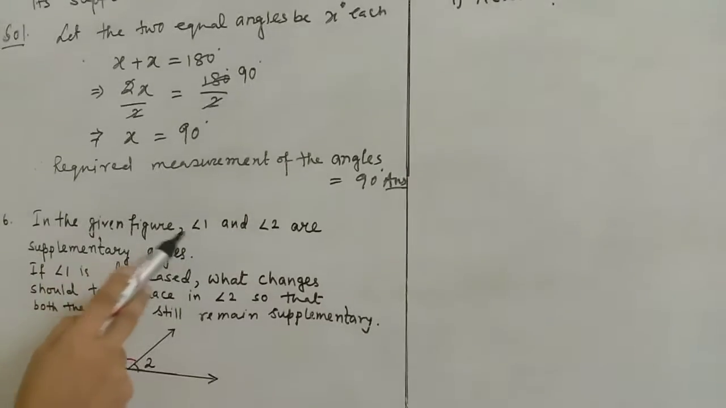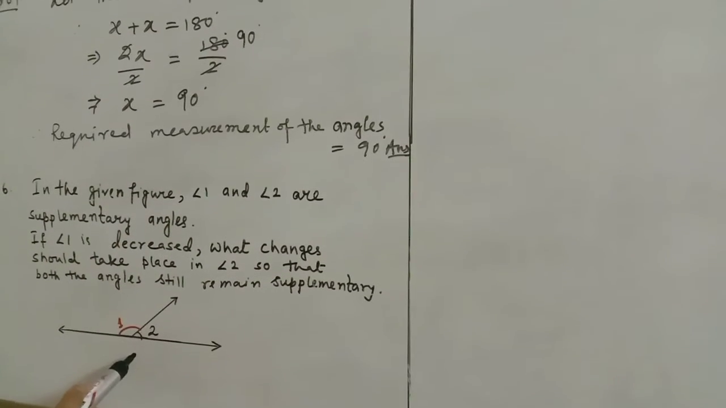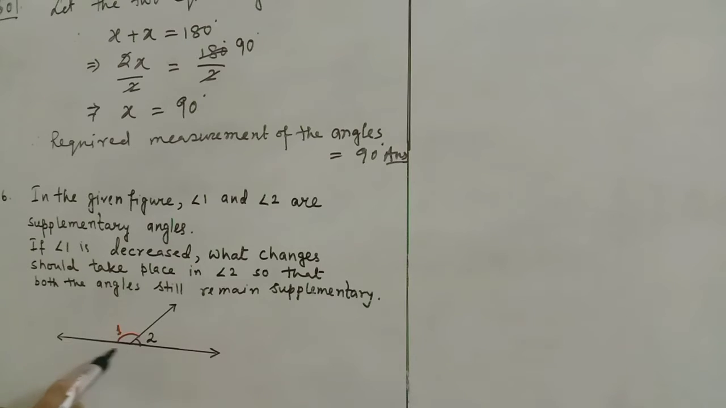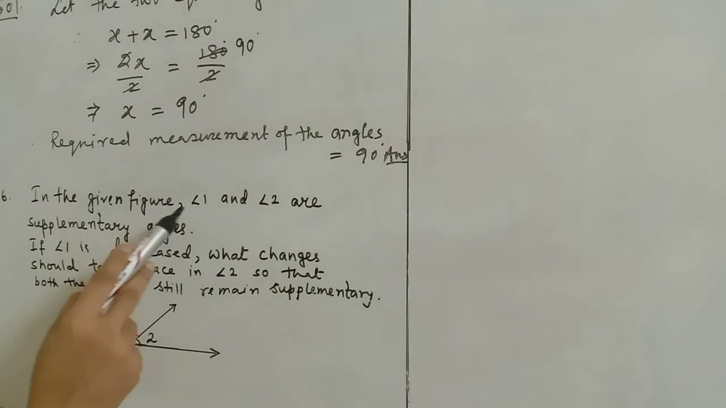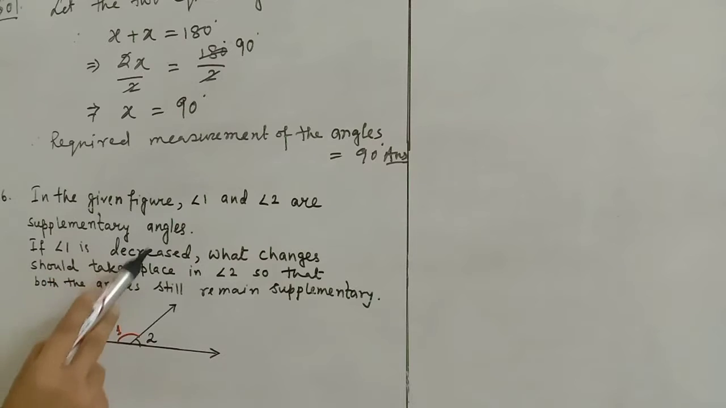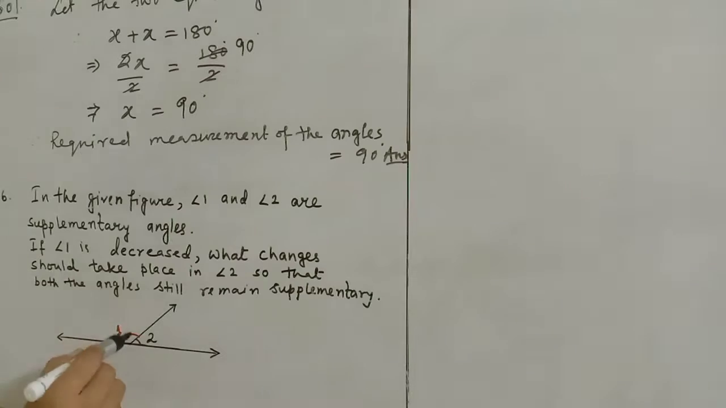In the given figure, you can see the drawing here. In the given figure, angle 1 and angle 2 are supplementary angles. You can see angle 1 and angle 2. I have used red color for angle 1 and black for angle 2. Angle 1 and angle 2 both are supplementary angles, which means their sum is equal to 180 degrees.